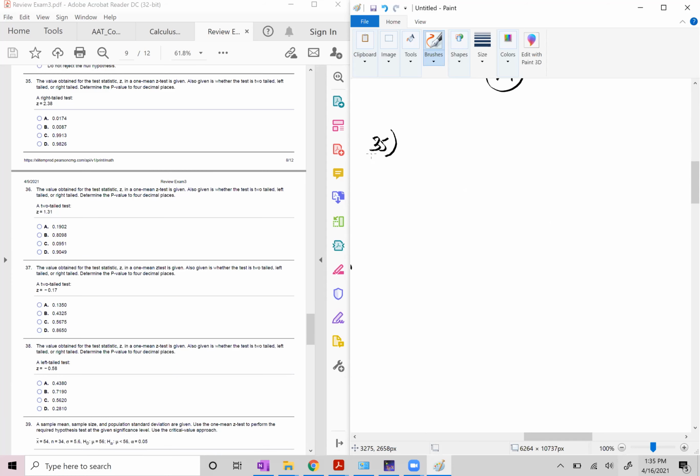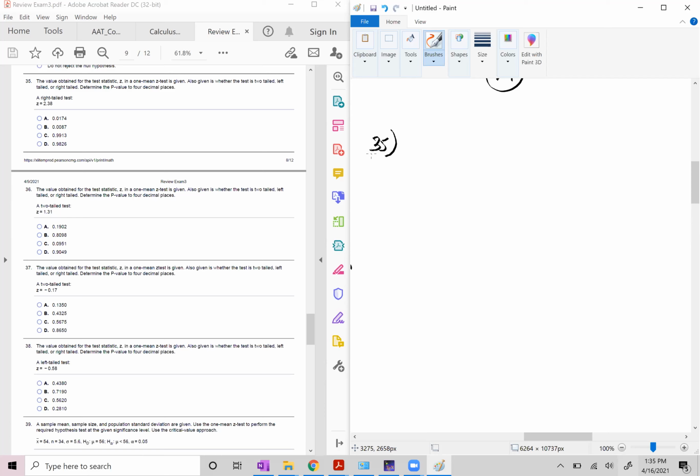35. Right. Now the value obtained for the test statistic z in one mean z test is given. Also given is whether the test is two-tailed, left-tailed, or right-tailed. Determine the p-value to 4 decimal places.